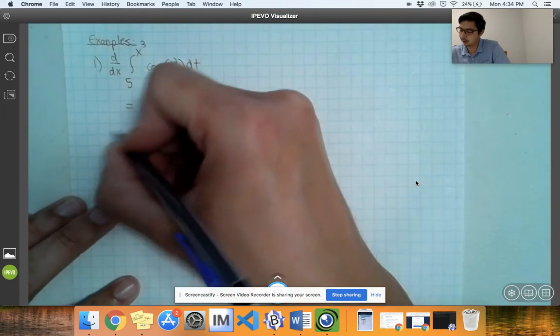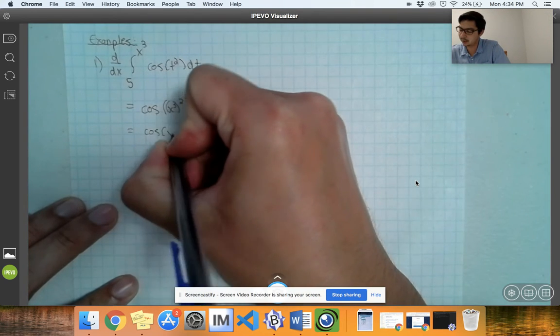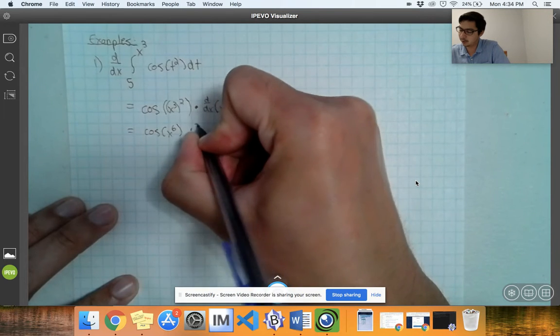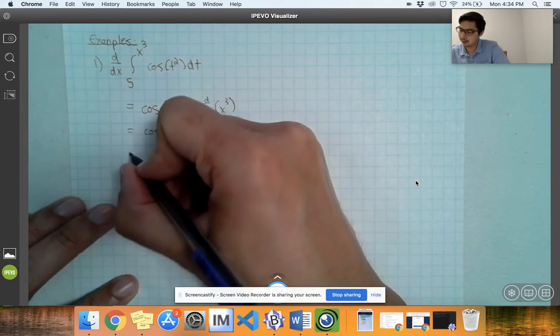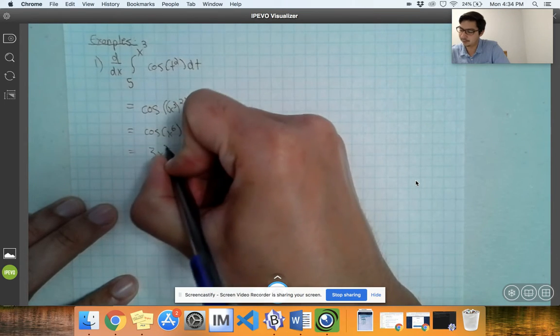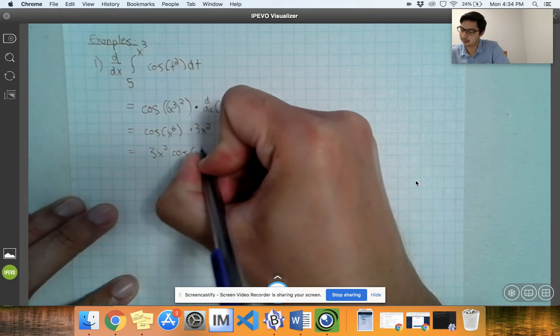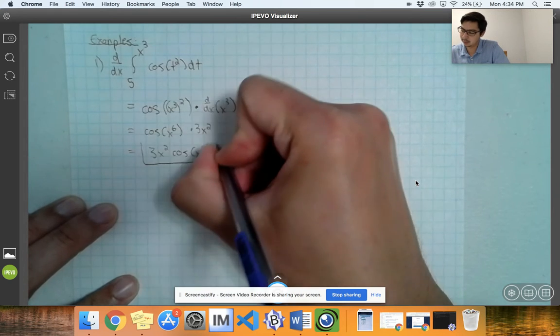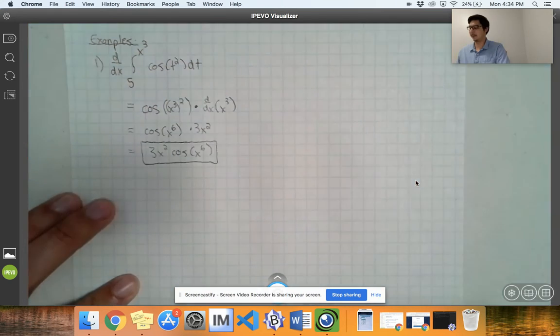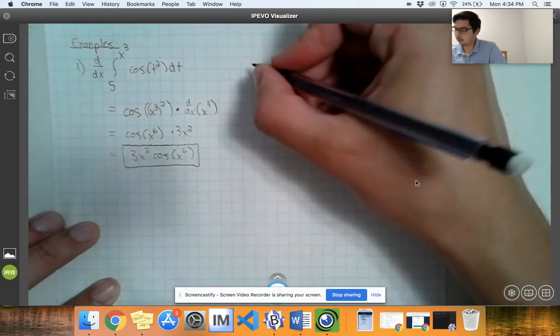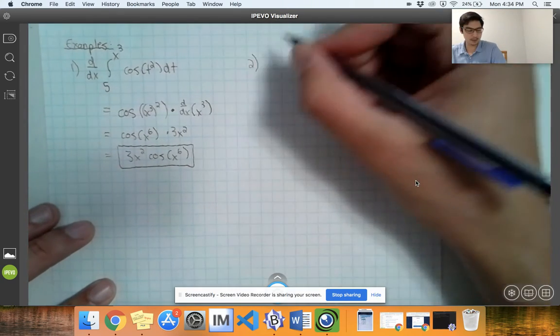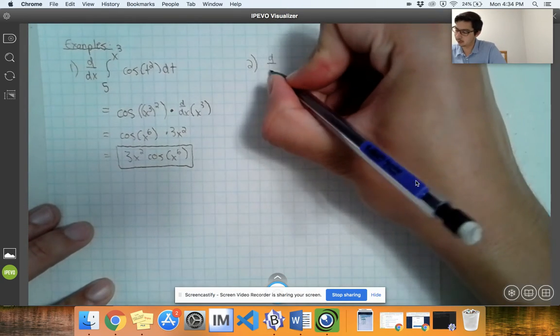So simplifying this, what you get is cosine of x to the 6th times 3x squared, which is the derivative of that. And then you can always bring those in front as the nicest way of writing it. And there's the answer to this problem. Okay, and let's look at one more. I think with this one, you should have an idea of how to do all of these.